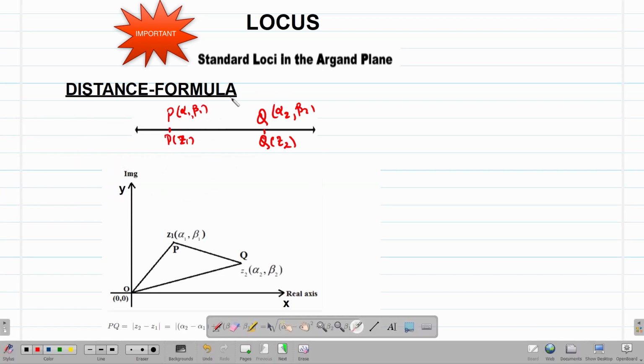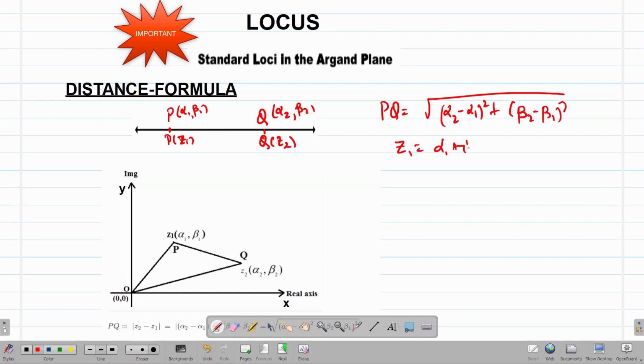Now, distance formula in terms of complex numbers. If point P is (alpha 1, beta 1) and Q is (alpha 2, beta 2), and in terms of complex numbers P is Z1 and Q is Z2, then PQ according to the distance formula is the square root of (alpha 2 minus alpha 1) whole square plus (beta 2 minus beta 1) whole square. Here Z1 is alpha 1 plus iota beta 1, a complex number, and Z2 is alpha 2 plus iota beta 2.